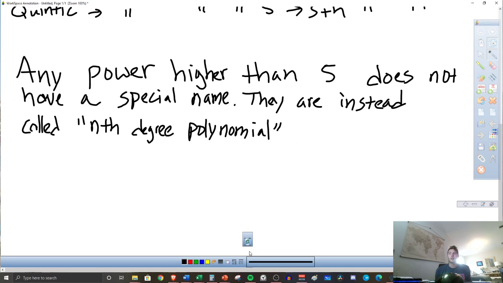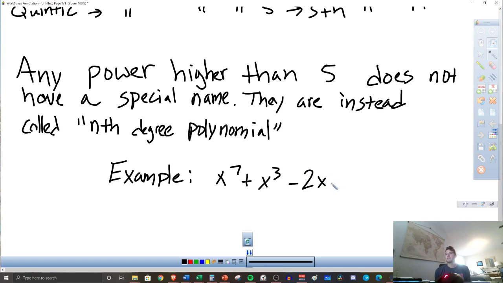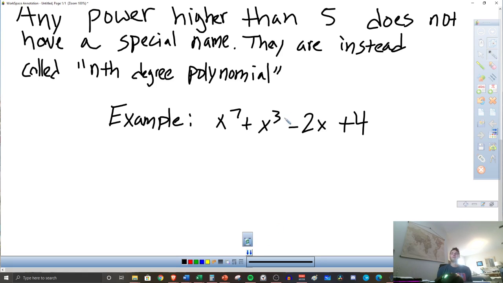So n can be anything. It could be 1,000, 100, 87. It doesn't matter. But if I gave you this example here, so you can write this in your notes, x to the 7th plus x to the 3rd minus 2x plus 4. So we look at that. Okay, what do I call that?